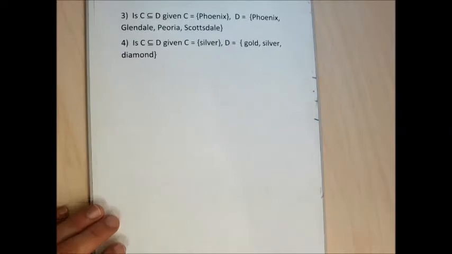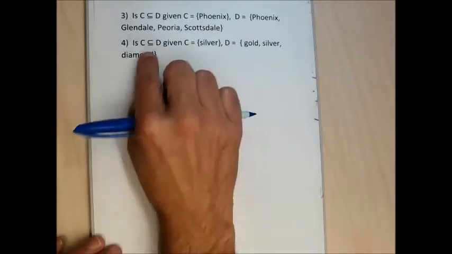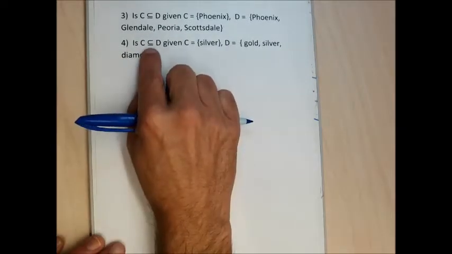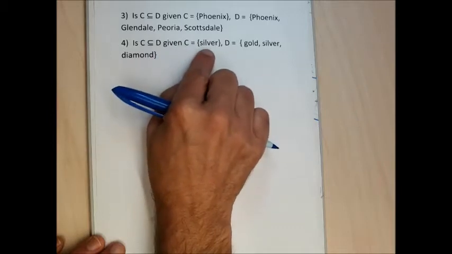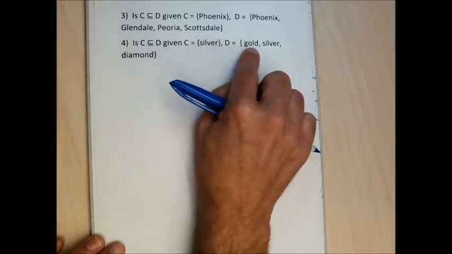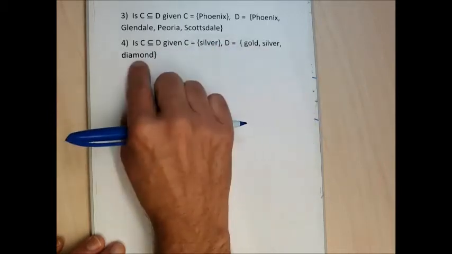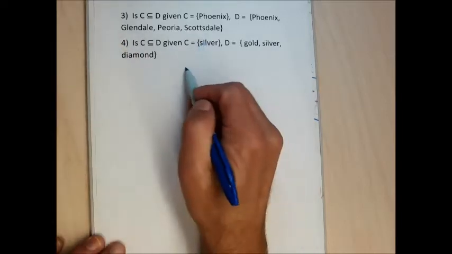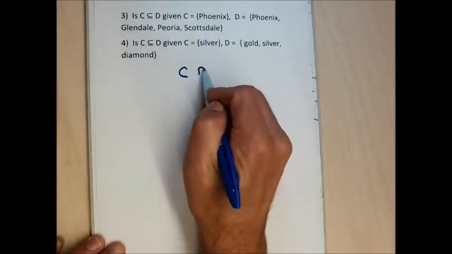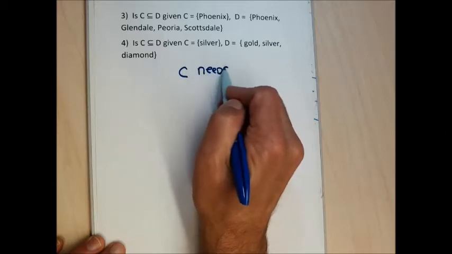All right, let me move on and do number 4. Is C a subset of D, given C is the set that contains silver, D is the set that contains gold, silver, and diamond? I have 2 rules. C needs to be a set, which it is.